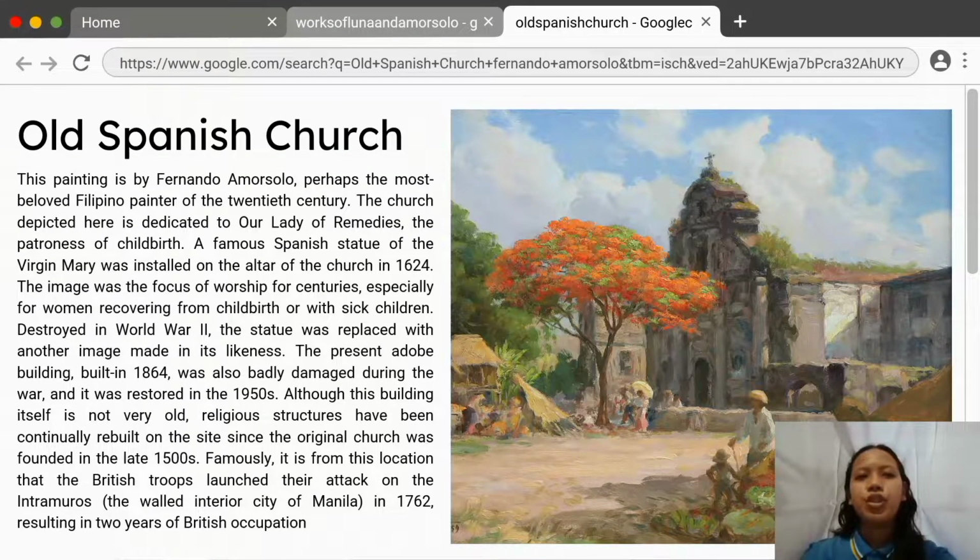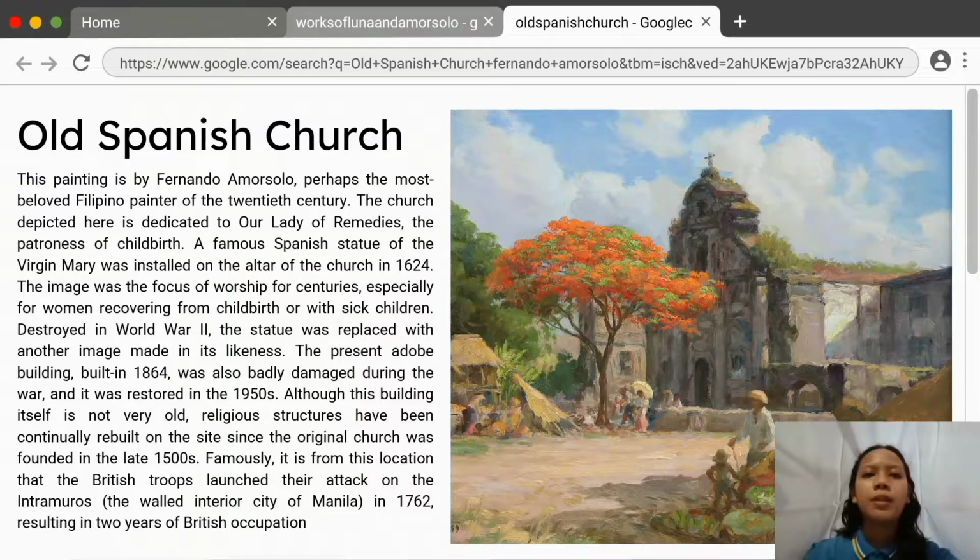Old Spanish Church. This painting is by Fernando Amorsolo, perhaps the most beloved Filipino painter of the 20th century. The church depicted here is dedicated to Our Lady of Remedies, the patroness of childbirth. A famous Spanish statue of the Virgin Mary was installed in the altar of the church in 1624.